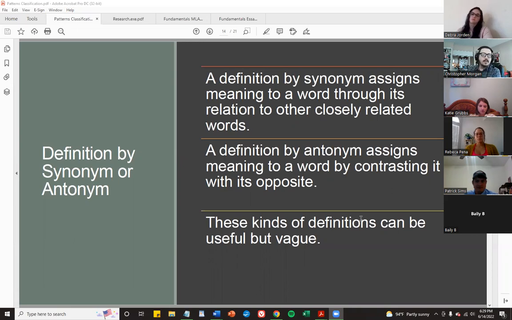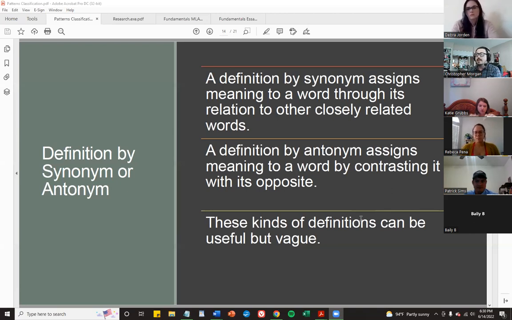General question, what could be a problem in defining a word with a synonym for your audience? If I were to tell you, now this is one of my examples, freedom means liberty. What could possibly be a problem with that kind of definition with your audience? It can sound redundant, right? Strictly speaking, freedom does mean liberty. It is circular.